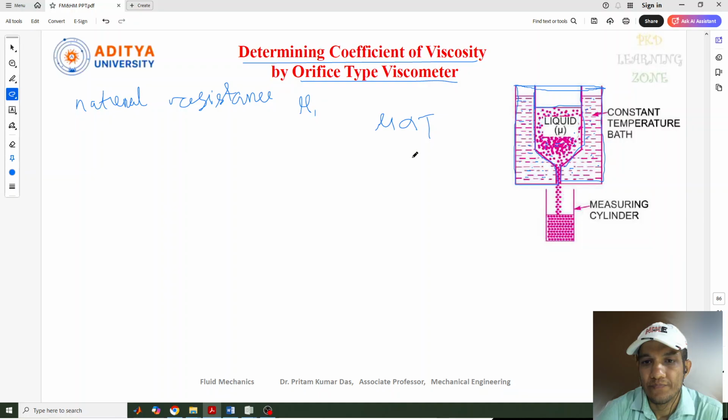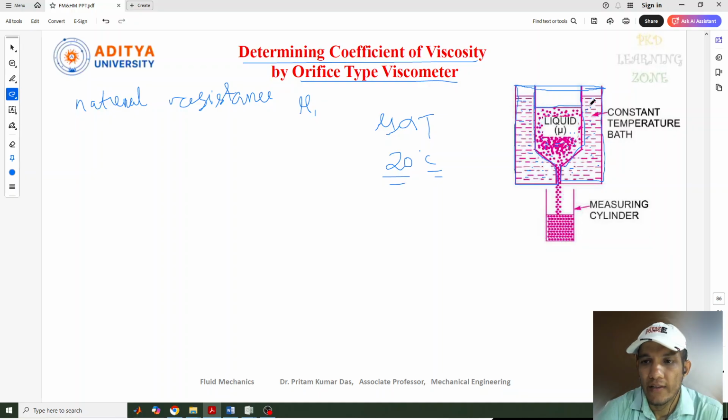Suppose we want to measure the viscosity of this liquid at 20 degrees, then we need to maintain the constant bath temperature at 20 degrees, or a little bit more, like 22 degrees, so that there will be a plus or minus variation. So here it will be maintained at 20 degrees maybe. Then we can get the temperature at this 20 degrees.